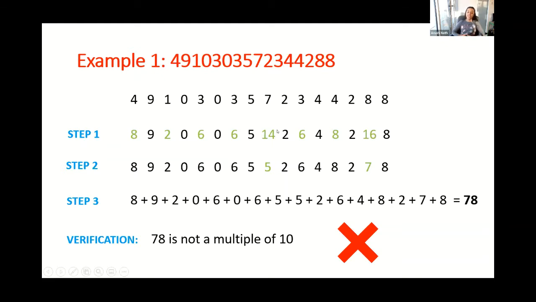Here, you can see that there are two 2-digit numbers that we got, 14 and 16. So for step number 2, we're going to add these digits, and all the other numbers stay the same, and this becomes 5, and that becomes 7. Now we're going to add all these numbers together, and we get 78 in the end. But we know that 78 is not a multiple of 10. So random numbers are detected by Luhn's algorithm.